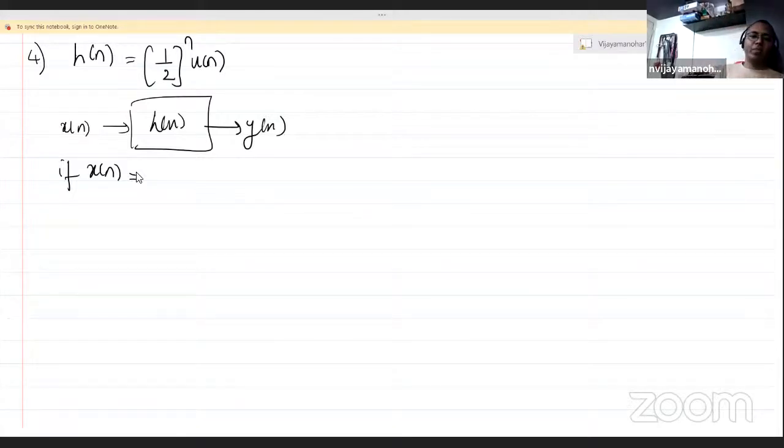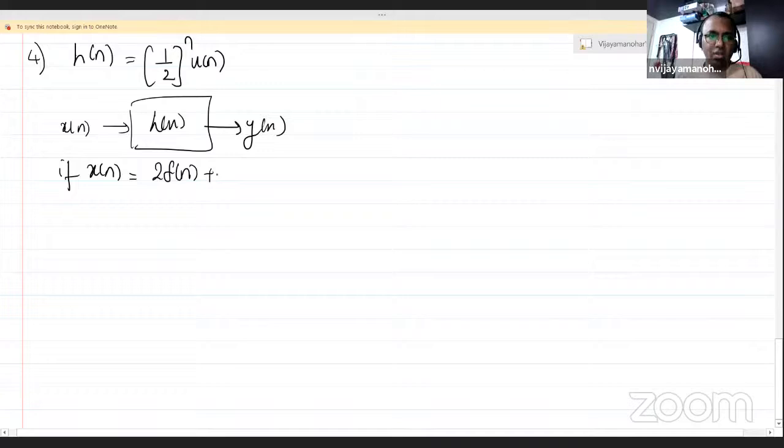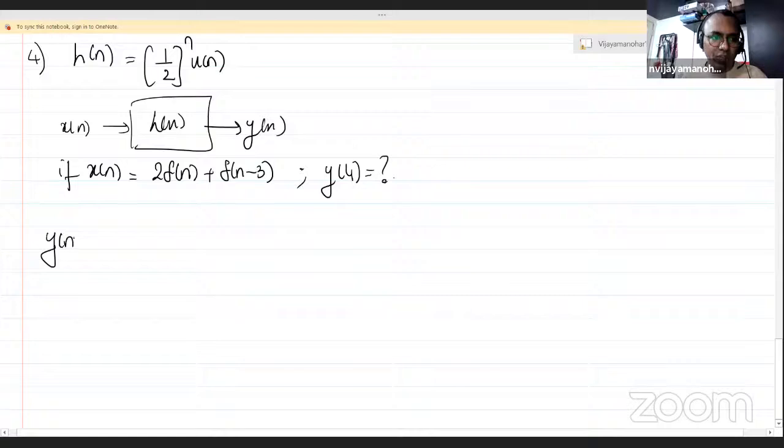2 delta of n plus delta of n minus 3, correct? Then what is y of 4? This was the question. So what is y of n? y of n is nothing but h of n convolved with x of n.